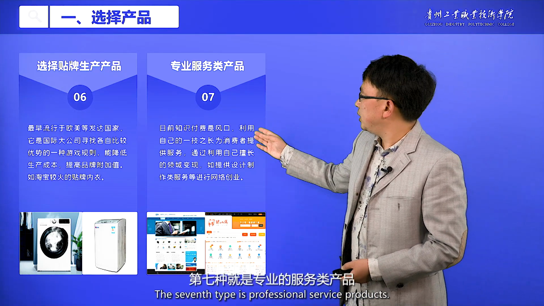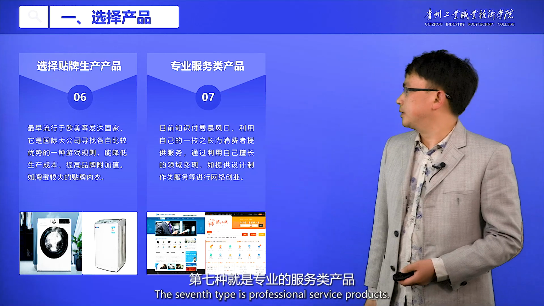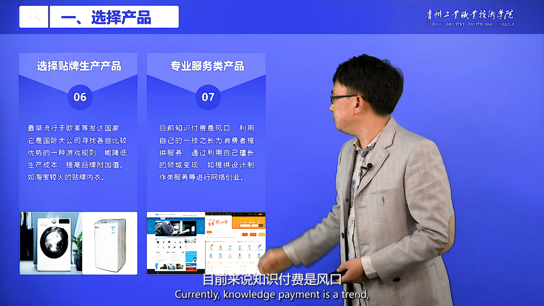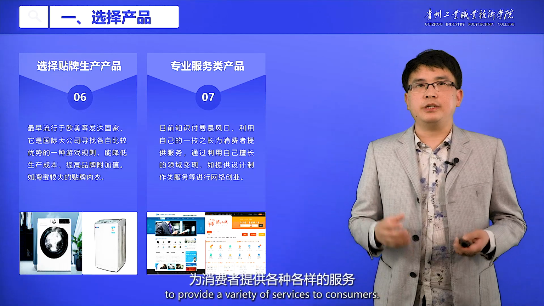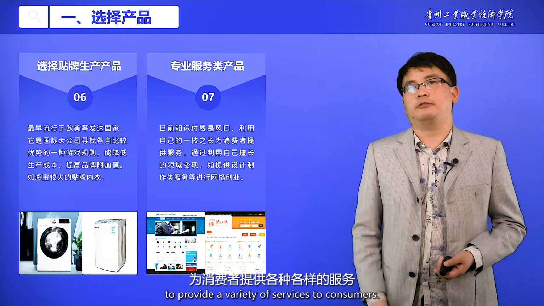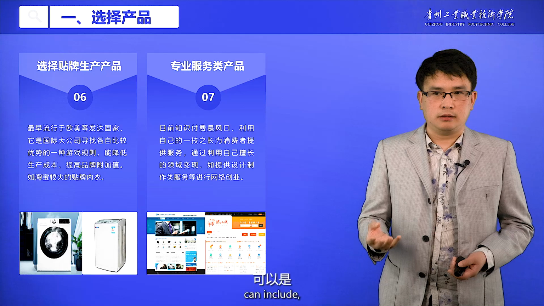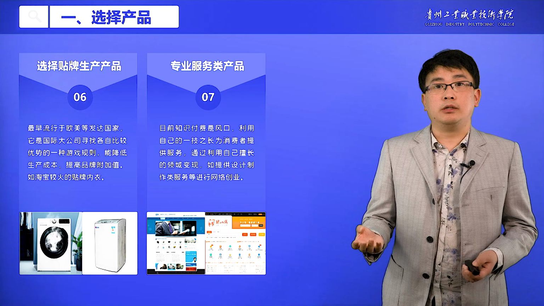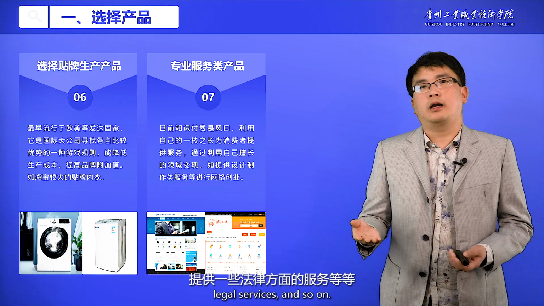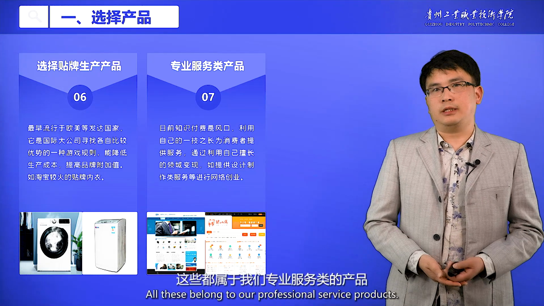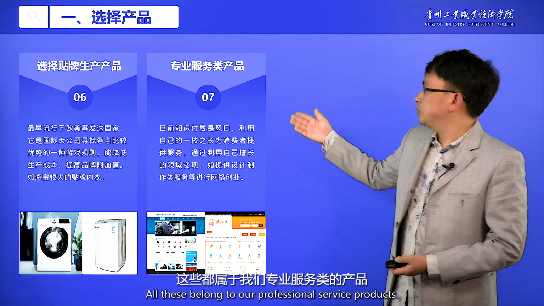The seventh type is professional service products. Currently, knowledge payment is a trend. We can use our expertise to provide a variety of services to consumers. These services can include, for example, graphic design services, legal services, and so on. All these belong to our professional service products.